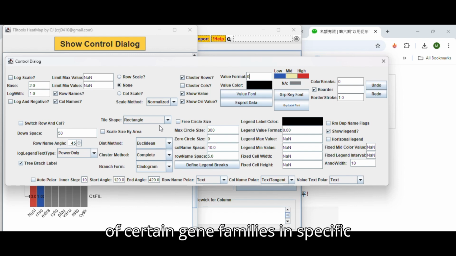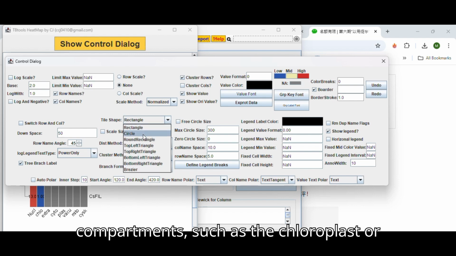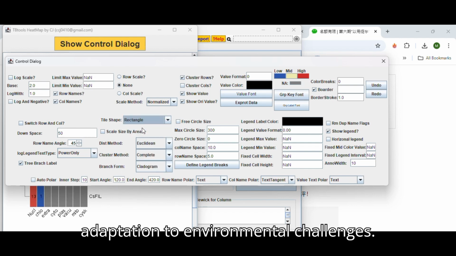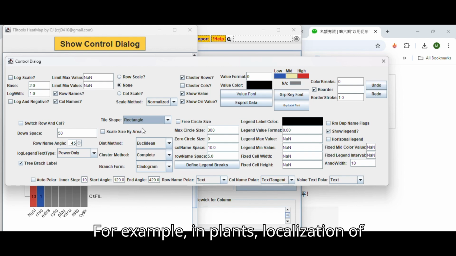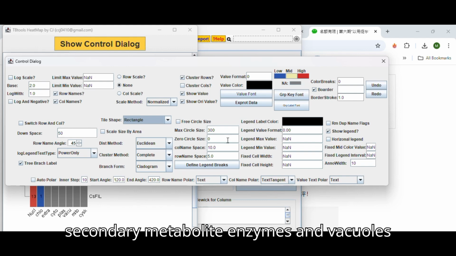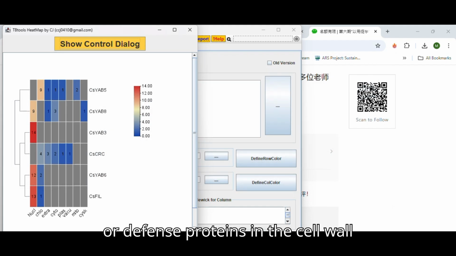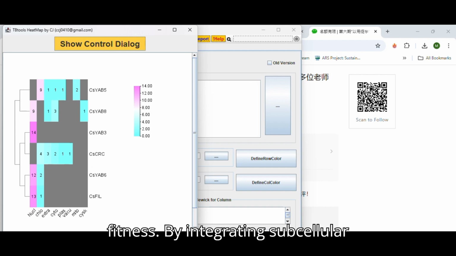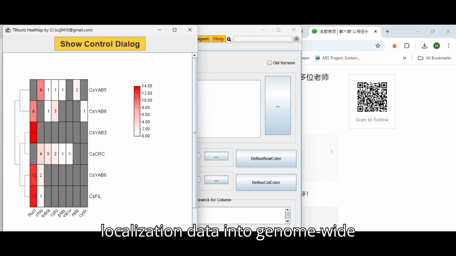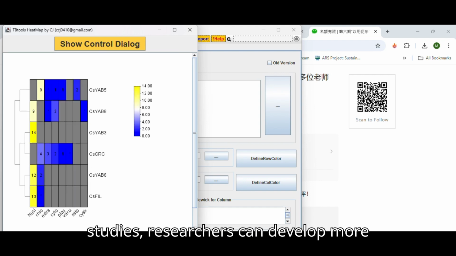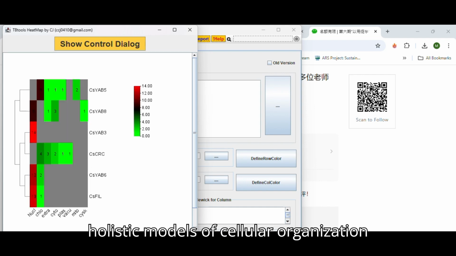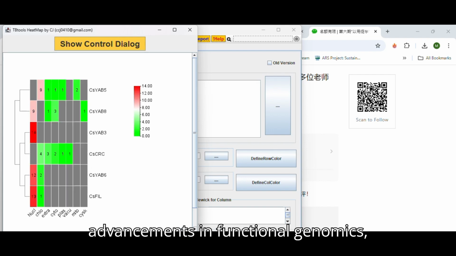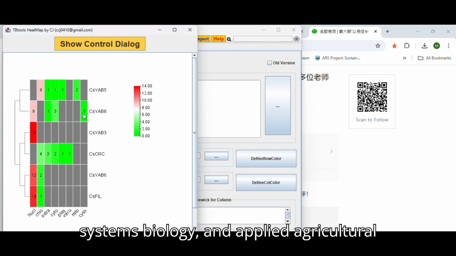The expansion of certain gene families in specific compartments, such as the chloroplast or vacuole, often reflects an organism's adaptation to environmental challenges. For example, in plants, localization of secondary metabolite enzymes in vacuoles or defense proteins in the cell wall reflects their roles in survival and fitness. By integrating subcellular localization data into genome-wide studies, researchers can develop more holistic models of cellular organization and functionality, paving the way for advancements in functional genomics, systems biology, and applied agricultural sciences.